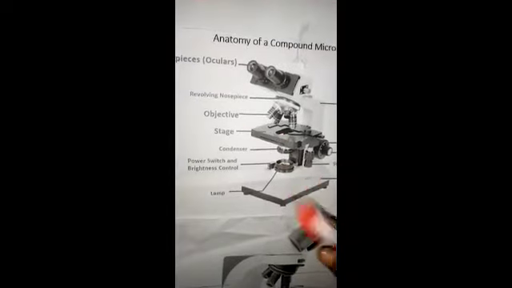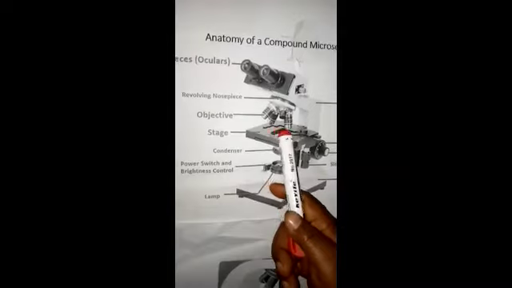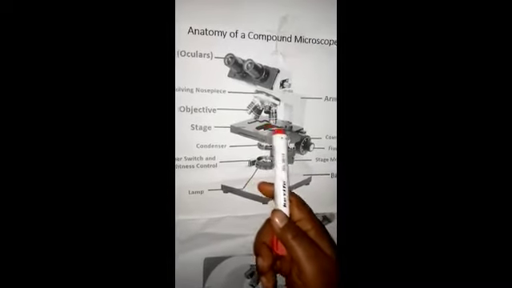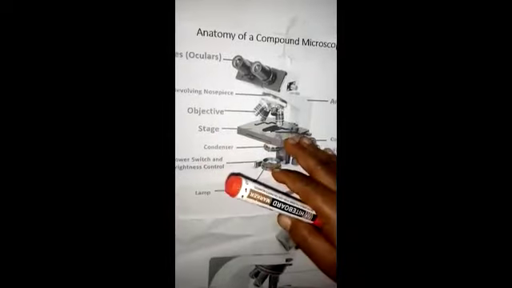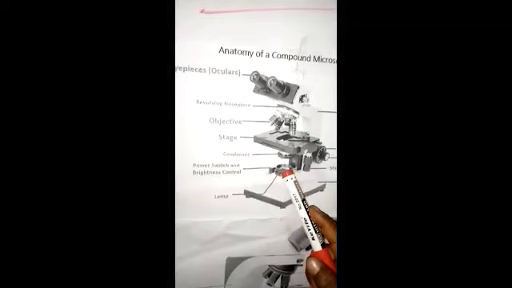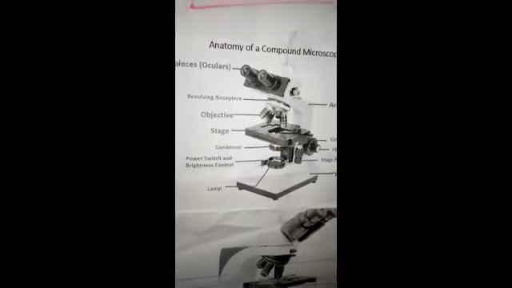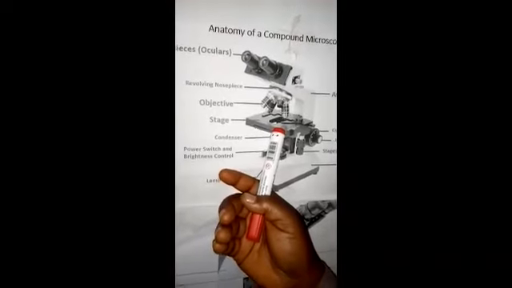Sometimes we call it the mechanical stage. Within this stage, there's a smaller place where you put the slide and hold it. But the whole of this is called the stage. Then the condenser: if light is coming from this source, the condenser concentrates the light and places it close to the objects so that you can see very clearly.